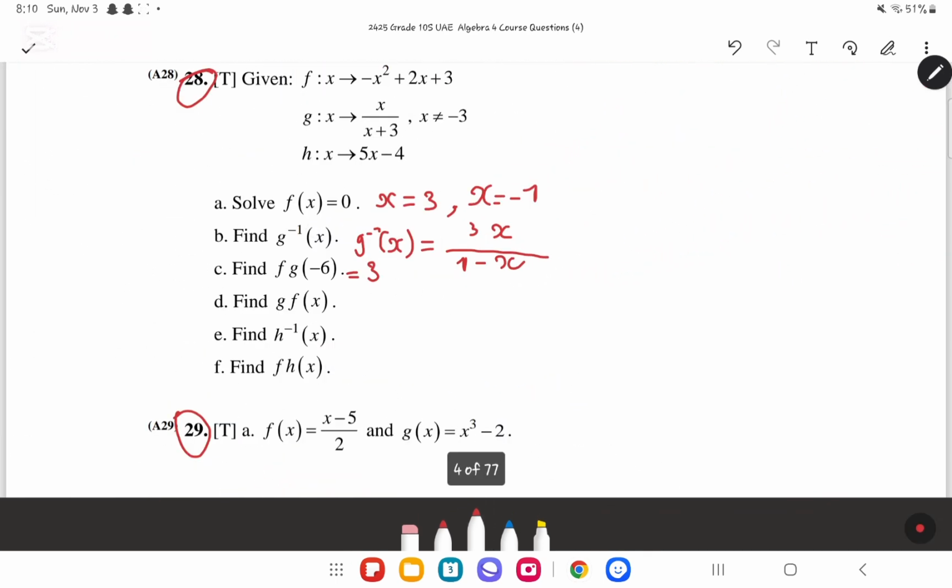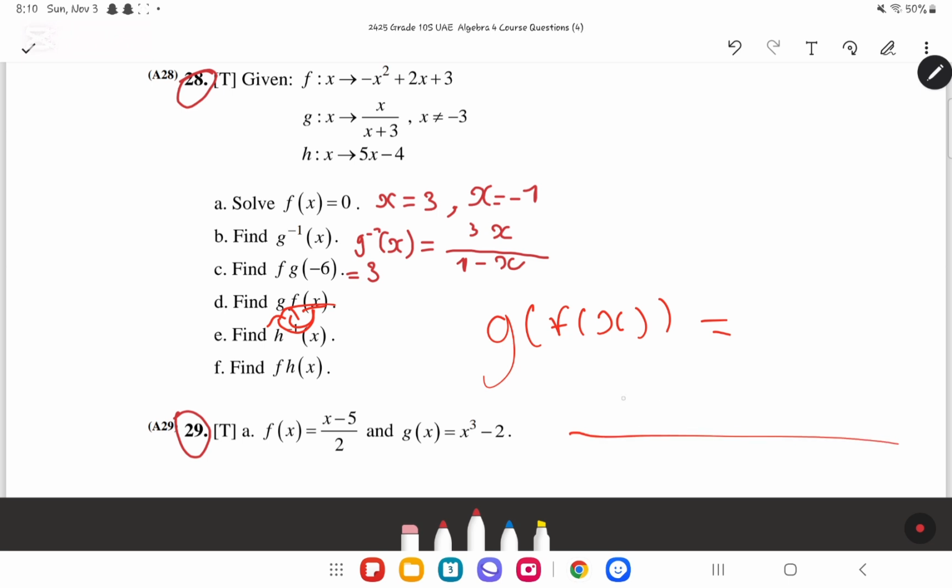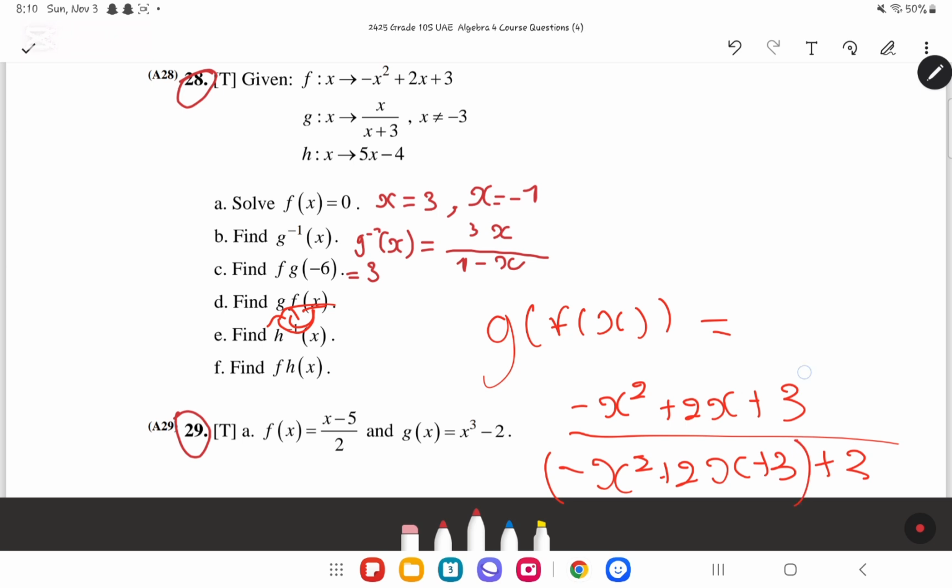Now they need us to find gf(x). Very simply, we're going to substitute x into f, and then f(x) into g. They already substituted x into f for us, so what we're going to do is just substitute f(x) into g. So now it is equal to minus x squared plus 2x plus 3 over minus x squared plus 2x plus 3 plus 3. How did I do it? Just substitute every x by the function.